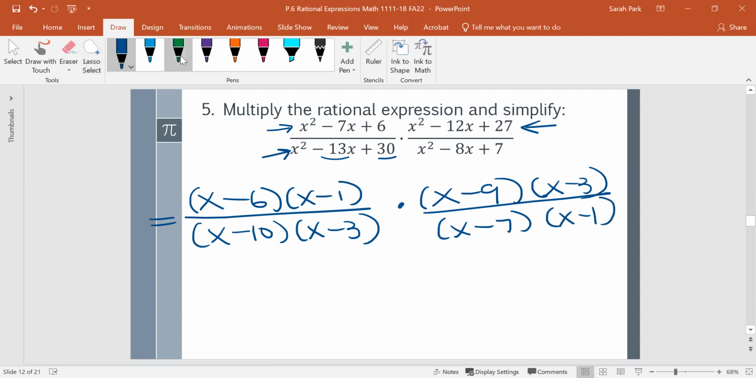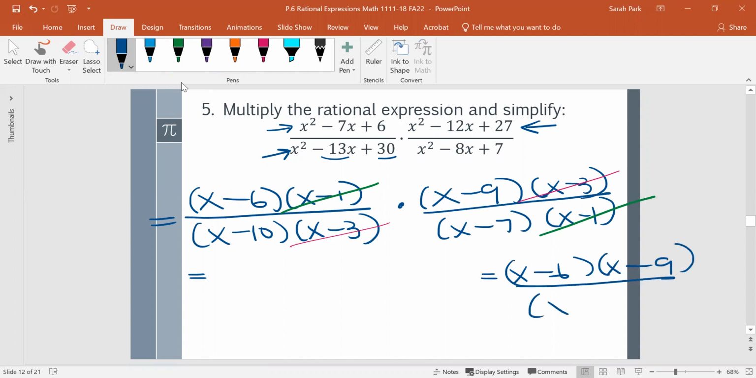Okay, canceling out any common factors. Let's see, the x minus 1's cancel out, and the x minus 3's cancel out. And what's left are, I'll put it here, x minus 6, x minus 9, and x minus 10, and x minus 7.